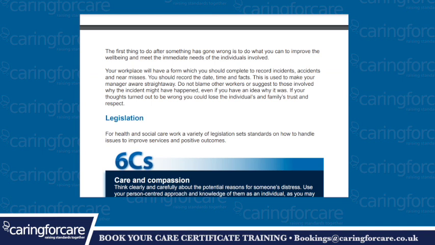The first thing to do after something has gone wrong is to do what you can to improve the well-being and meet the immediate needs of the individuals involved. Your workplace will have a form which you should complete to record incidents, accidents, and near misses. You should record the date, time, and the facts. This is used to make your manager aware straight away. Do not blame others or suggest to others involved why the incident might have happened, even if you have an idea of why it was.